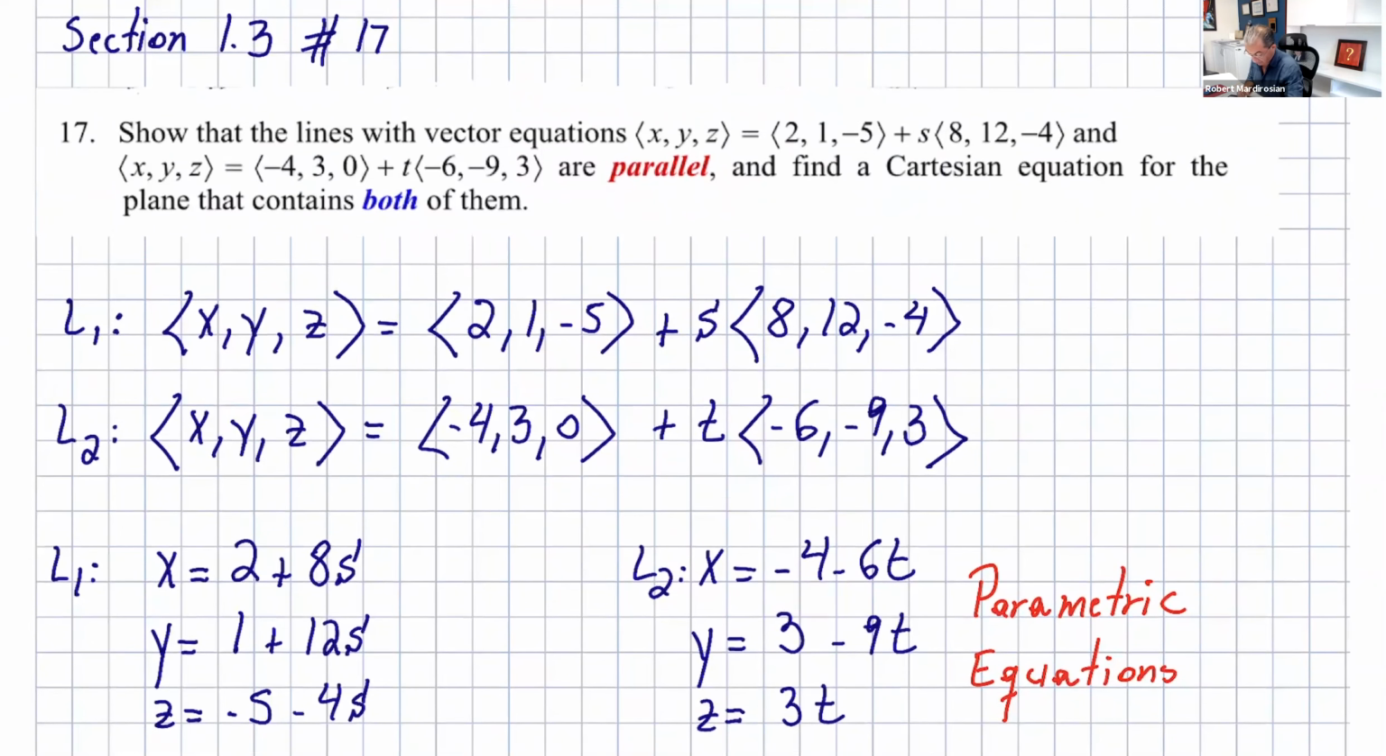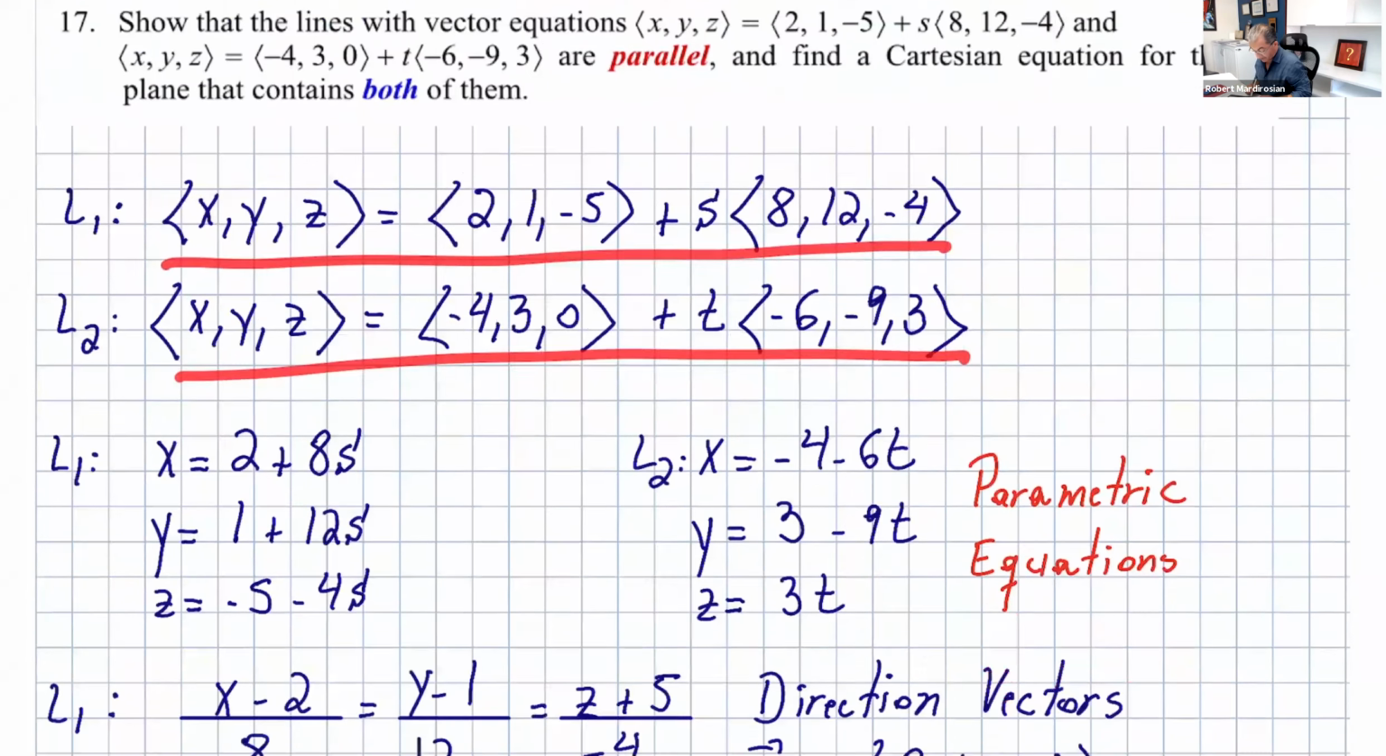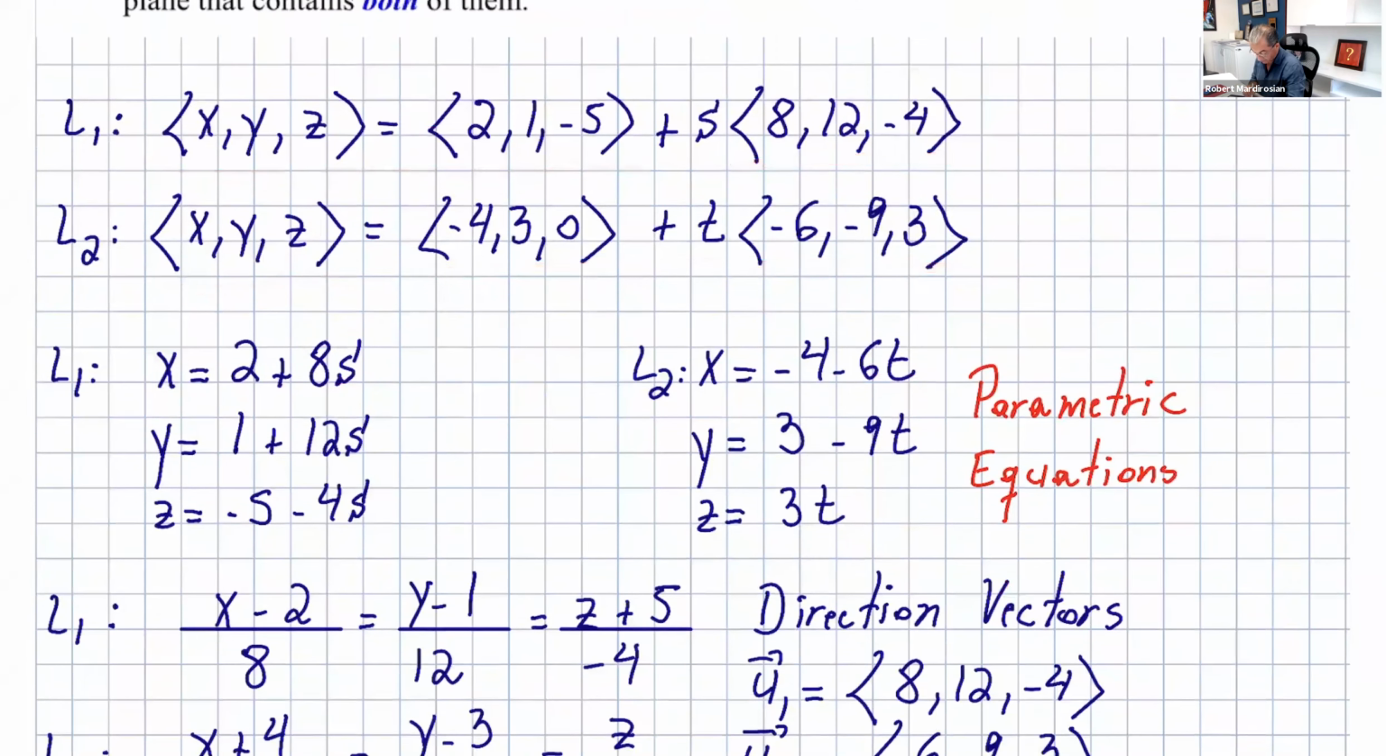1.3, number 17, show that the line with vector equation (2, 1, -5) plus s times (8, 12, -4), and the line (x, y, z) equals (-4, 3, 0) plus t times (-6, -9, 3) are parallel, and find the Cartesian equation for the plane that contains both lines. So let's start. Line 1 is that, I wrote it again, and line 2 has this equation. Find the parametric equations for both lines.